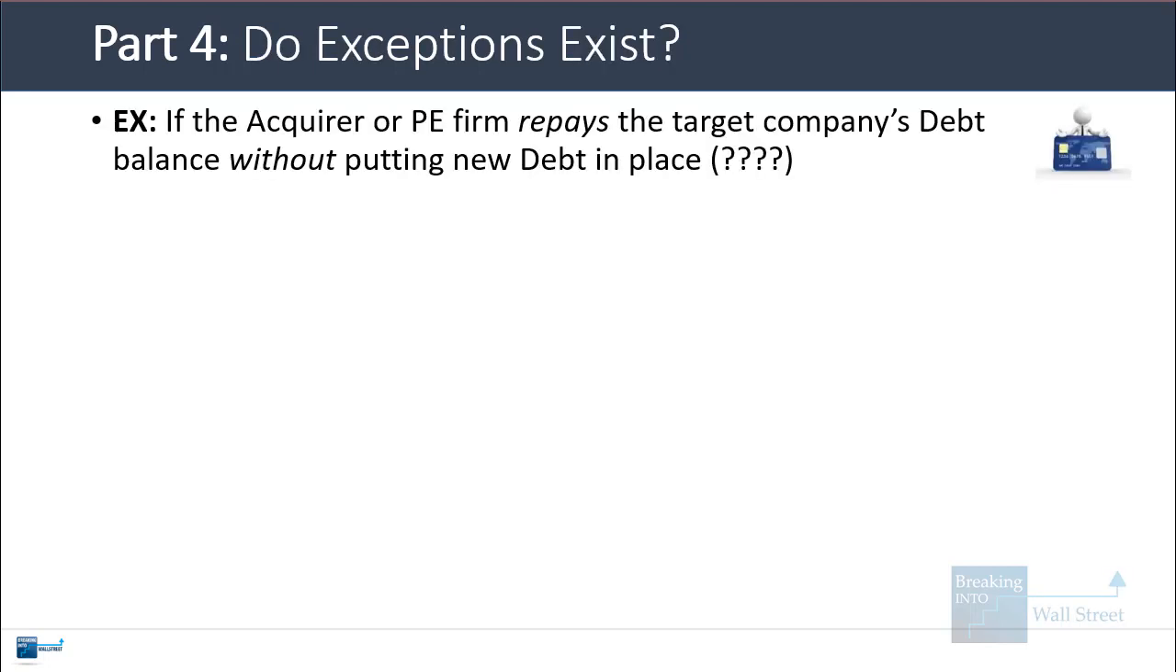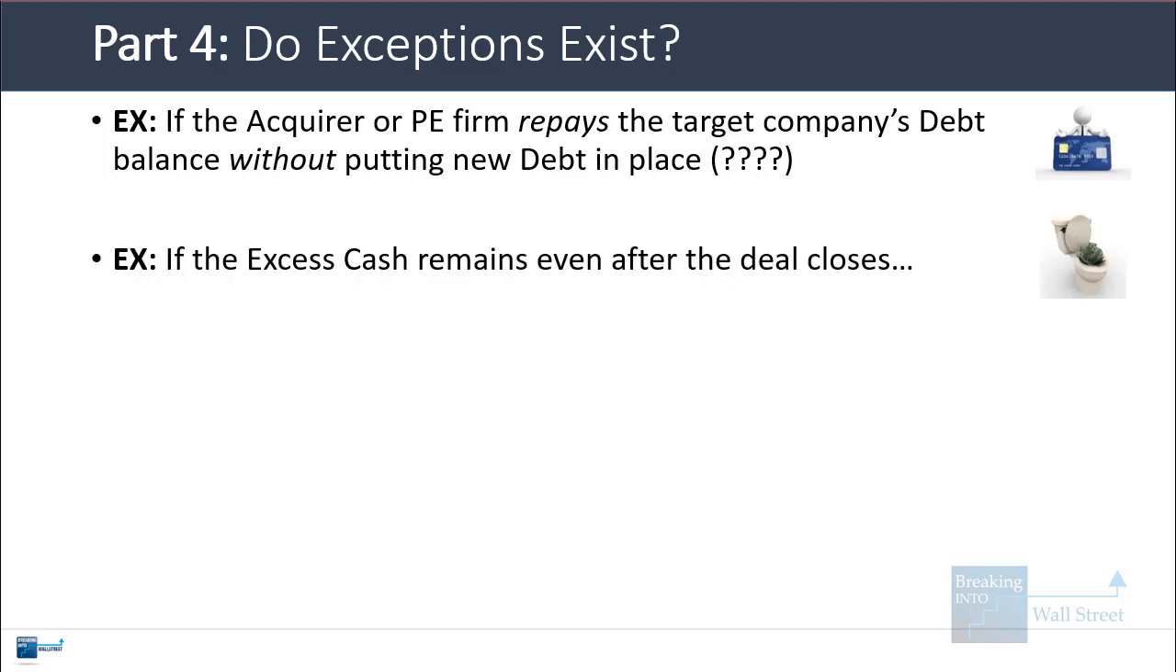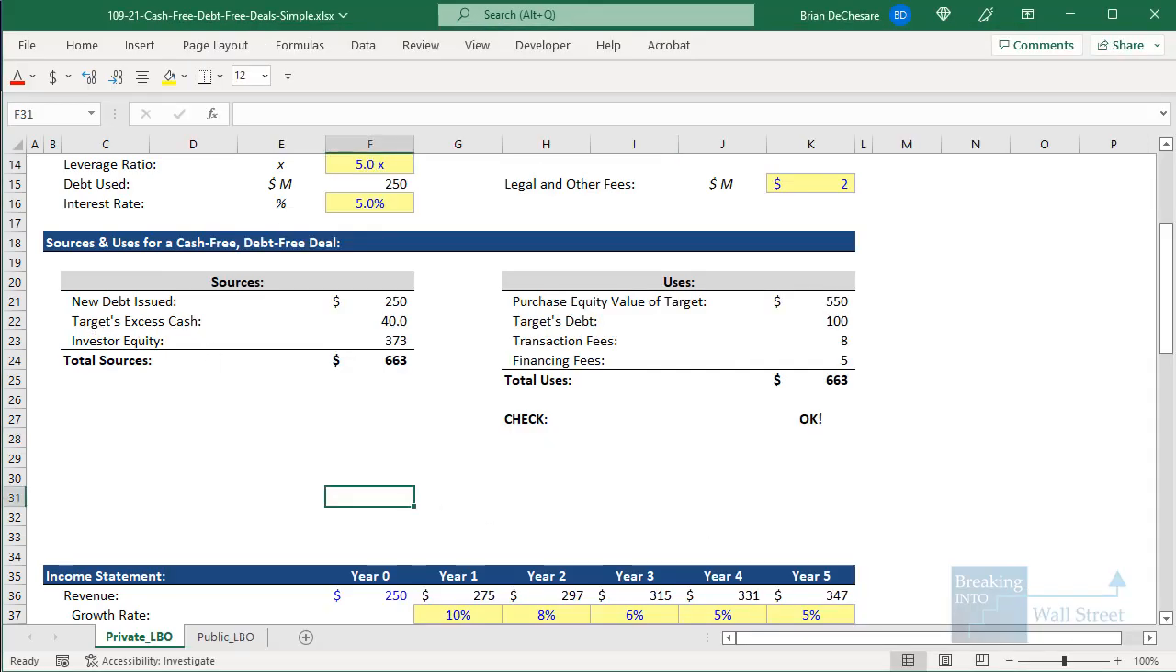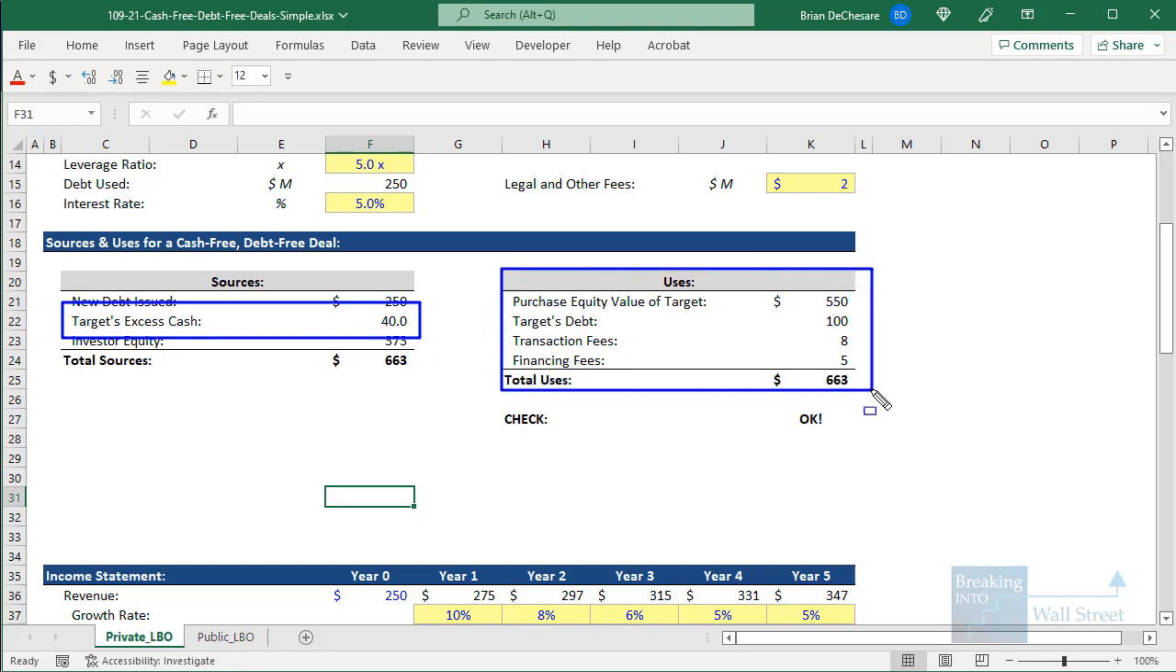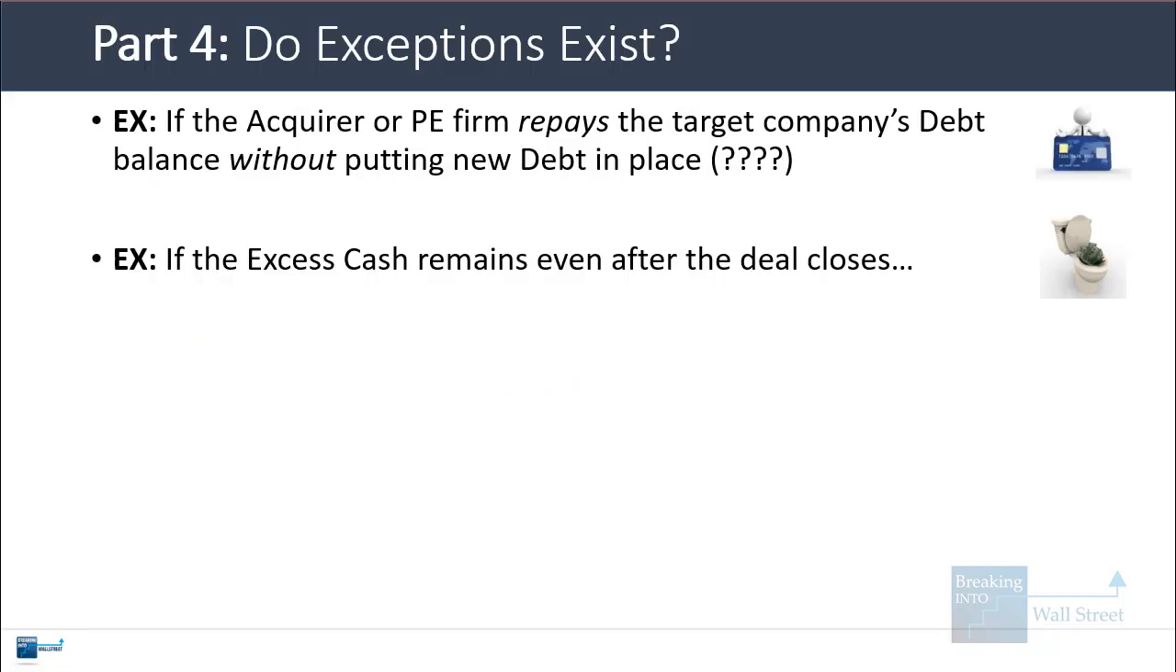Now, you might be wondering if there are exceptions to any of this. And the short answer is theoretically, maybe. If the acquirer or PE firm repays the target company's debt balance without putting new debt in place, for example, it might look different, but I don't think this really happens much, if ever, in real life. Also, if the excess cash remains even after the deal closes. So, for example, on the sources and uses schedule, if there is no excess cash involved in this deal at all, if it doesn't appear on this side, if there's no minimum cash and total cash on the uses side, if nothing like that happens, then theoretically this might look a bit different.